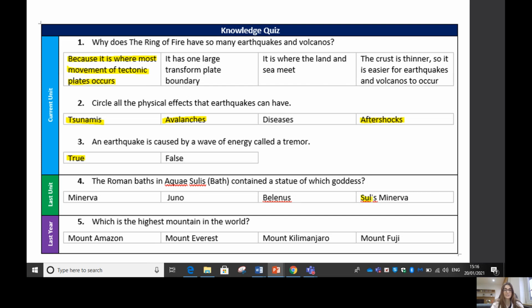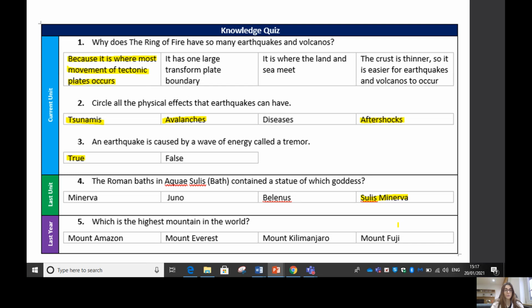Yes, the correct answer is Sulis Minerva. So there was already a Celtic statue of Sulis in the baths, and then the Romans blended their god with the Celtic one and it became Sulis Minerva.